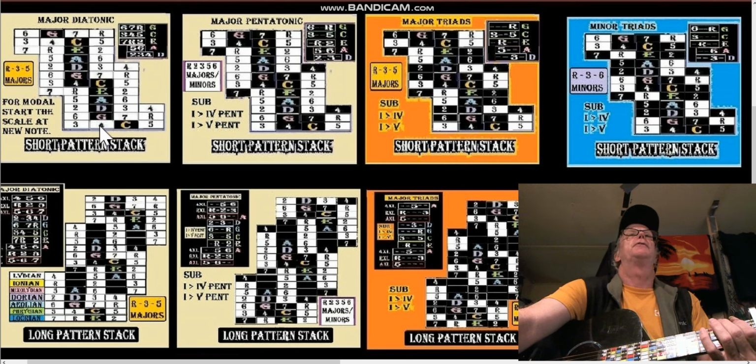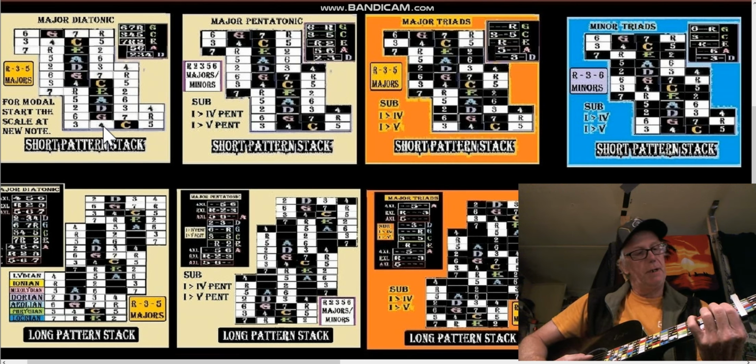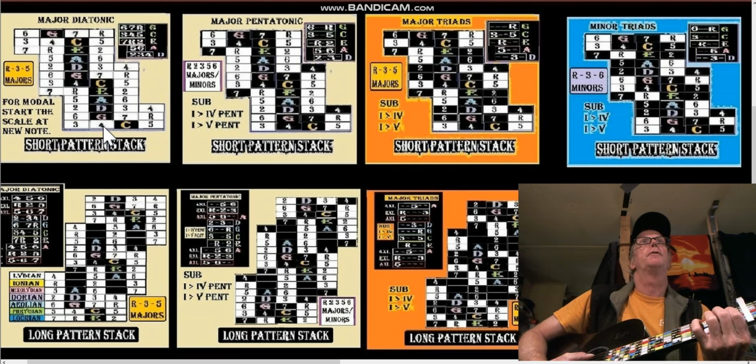Okay, so the short patterns can be played starting from the F right here. All right, so that's what the short patterns are. So if we were to start from that F and make that F a 4, okay, so that would be the fourth of the C box. We could still play the fourth pattern.